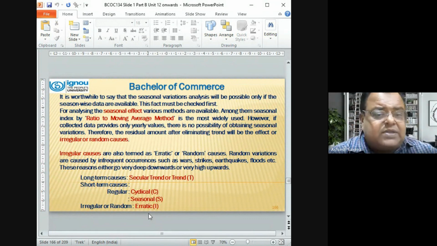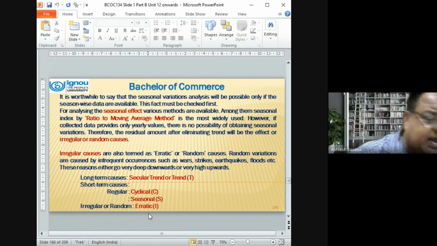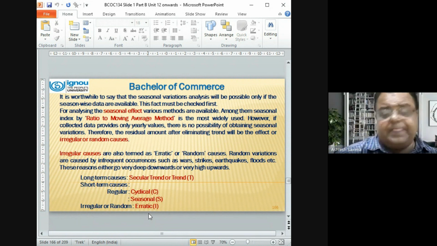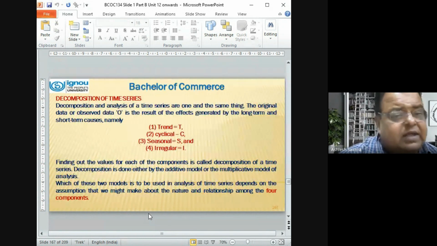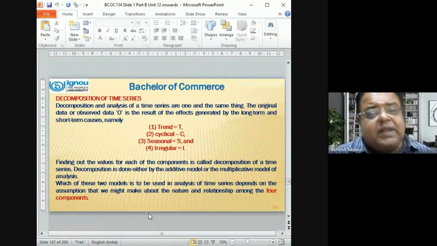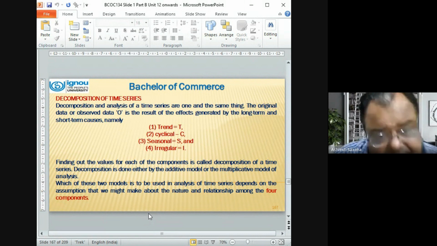Long-term causes are secular trend or trend that is denoted by T. Short-term causes are regular, they are cyclical denoted by C, seasonal denoted by S, and irregular or random or erratic denoted by I. We will be finding out a relation between the four components. Then decomposition of time series. Decomposition and analysis of time series are one and the same.